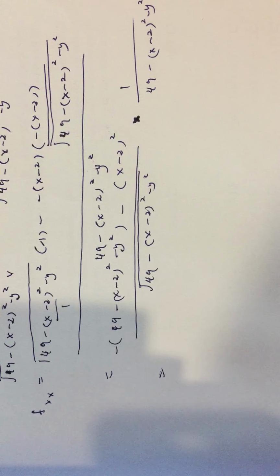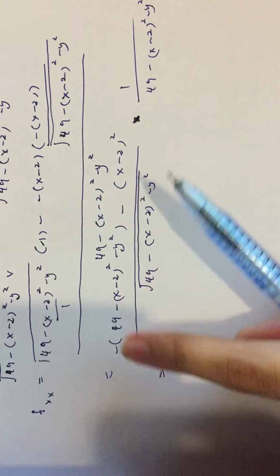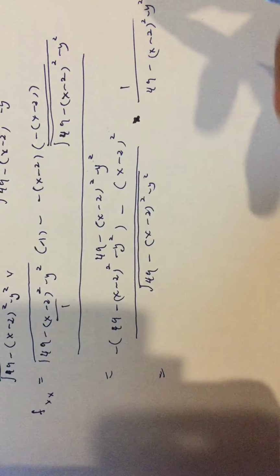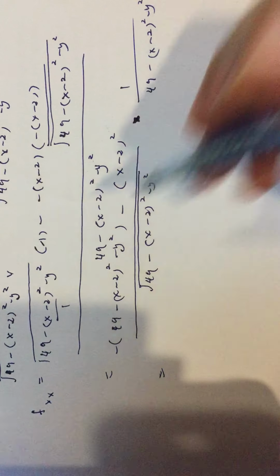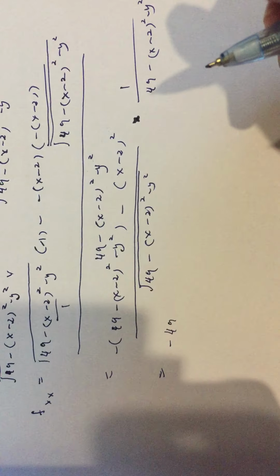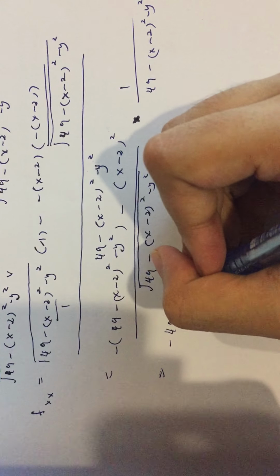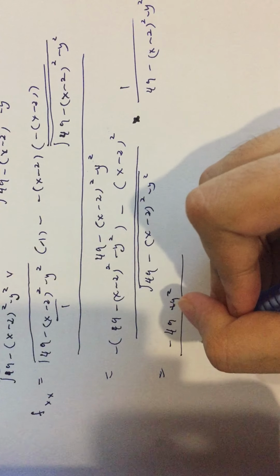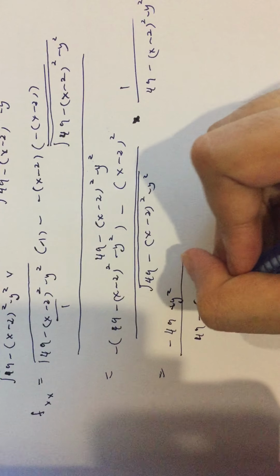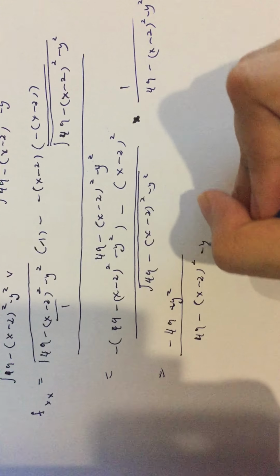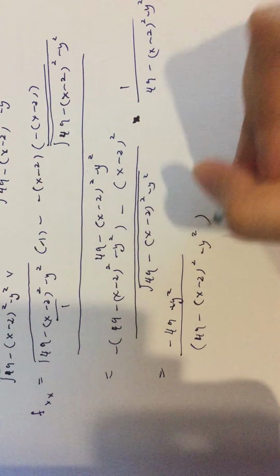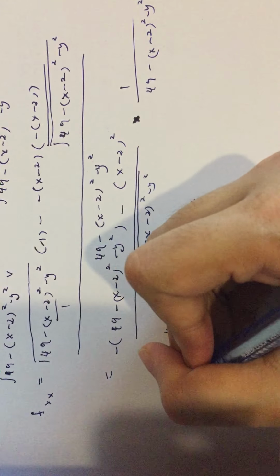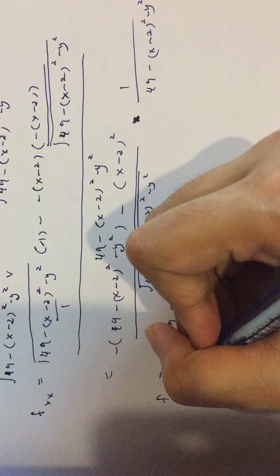And then we have, so this one minus minus we get positive, so this one and this one we cancel out, so we are left with minus 49 plus y squared over 49 minus (x minus 2) squared minus y squared to the power of 3 over 2. So this is fxx.